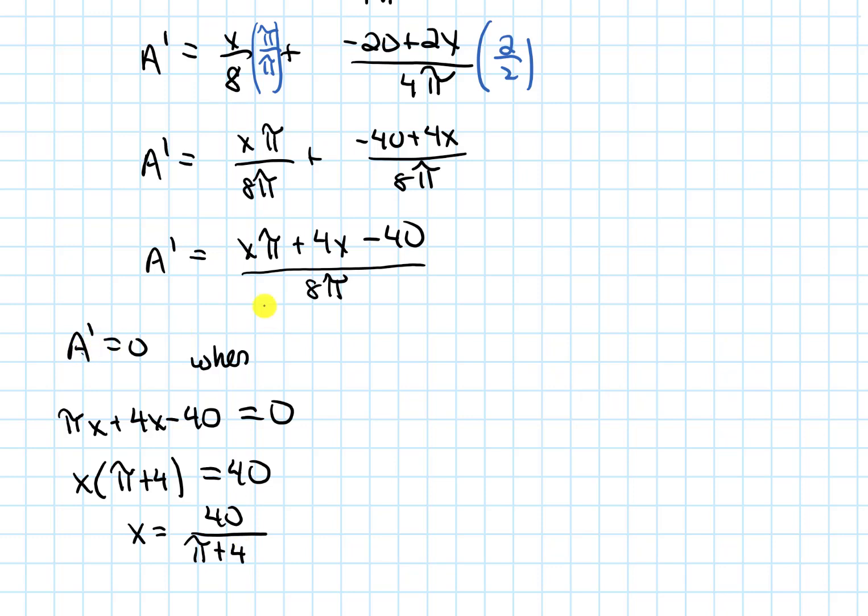Okay, and then for this to be undefined, the denominator would have to be 0. But the denominator is 8 pi, and that's definitely not 0. It's never going to be 0. So my derivative is never undefined. So we have our critical number. It's 40 over pi plus 4. We're ready to test it.